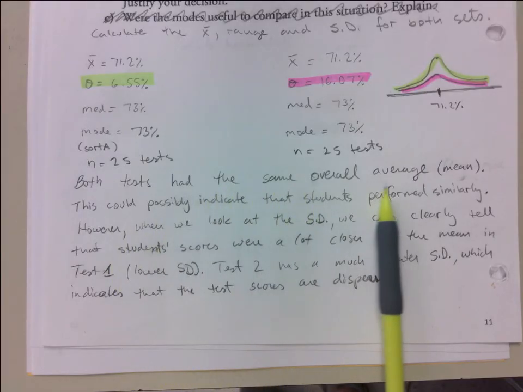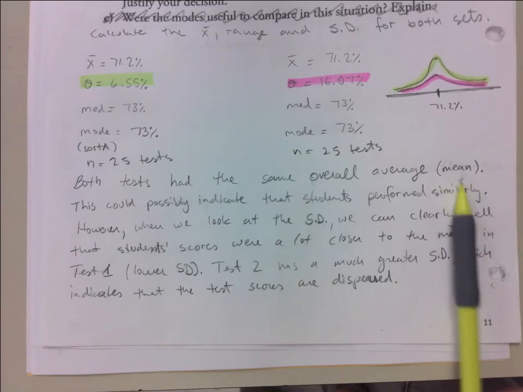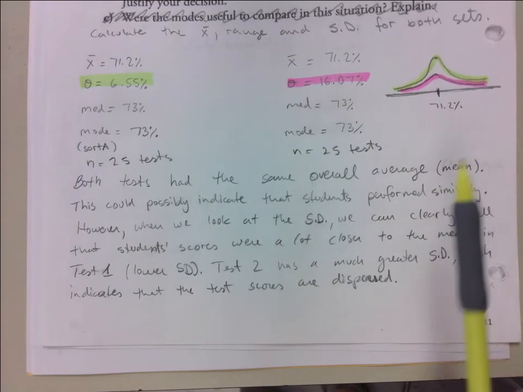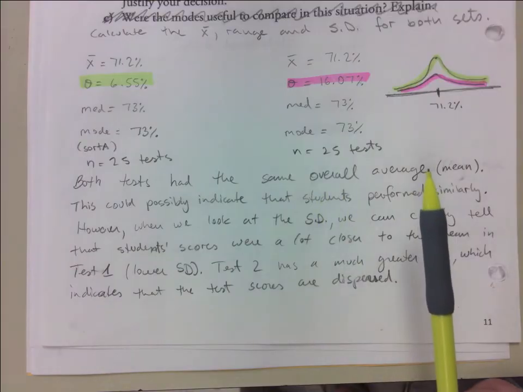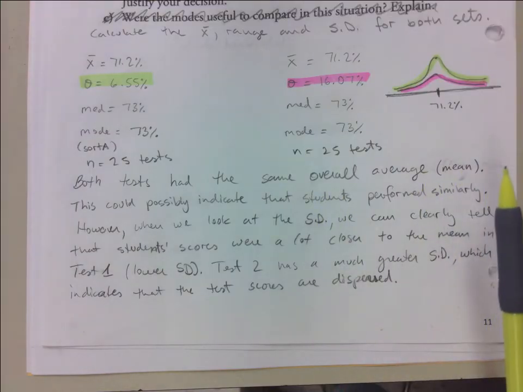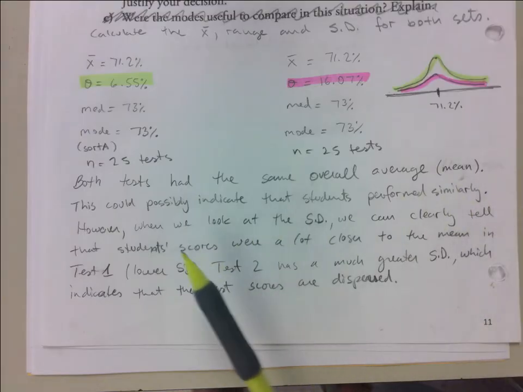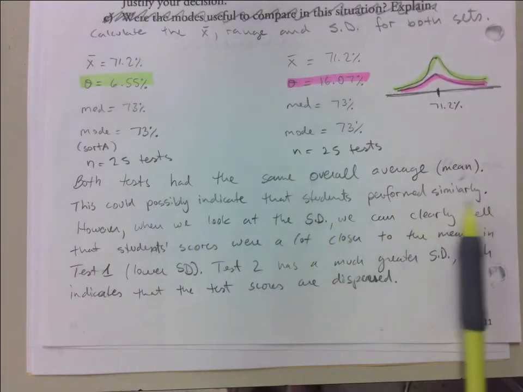Both tests have the same overall average, so talk about the mean for sure. If one of them had a higher mean than the other, say unit test 1 had the higher average, you would say that on average they are doing better. This could possibly indicate that students perform similarly.